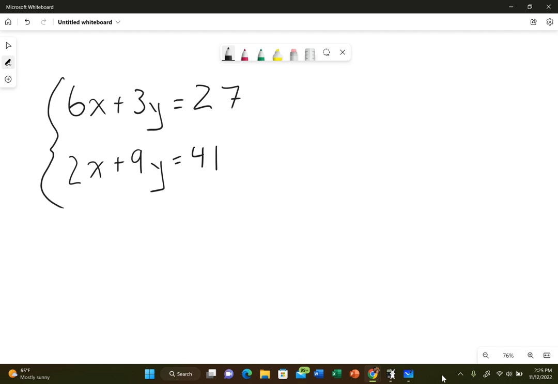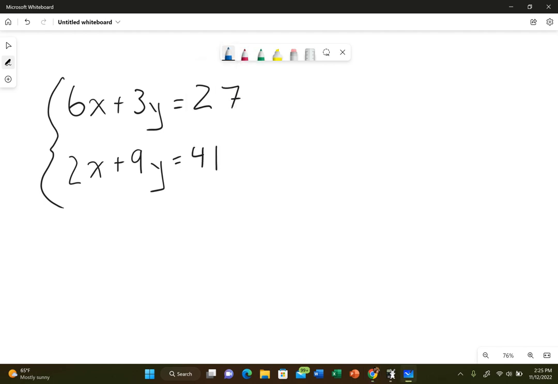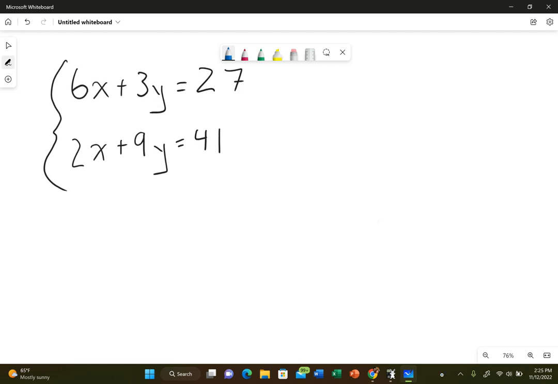In order to do that, I need to rewrite these equations so that they're in y equals format, because that's how the graphing calculator operates. And so I need to take both of these equations and rewrite them so that they're in y equals format. So let's take the first one, 6x plus 3y equals 27. I'm just going to rewrite it right down here. I got 6x plus 3y equals 27. And what I want to do is solve this equation for y.